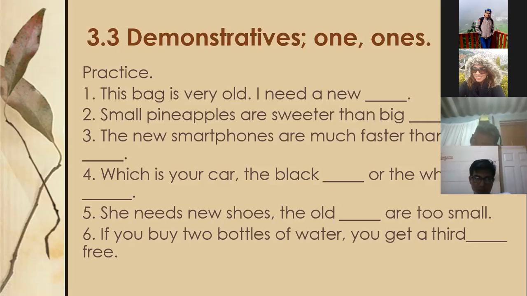If you buy 2 bottles of water, you get a third one. Ones. Este está más difícil, Mauricio. Okay, óigame bien, aquí la clave es decir a third. Una tercera, third. A third one. One, correct. Aquí hay una trampa, vean. Aquí dice bottles, ¿verdad? Pero si dice, if you buy 2 bottles of water, si compra 2 botellas de agua, la tercera botella, como solo hay una tercera, no hay 2 terceras, ¿verdad? Solo es 1 tercera. Solo son 3 botellas. You get a third one free.